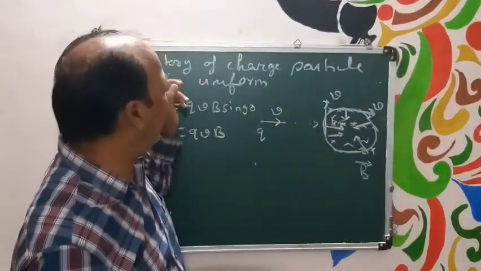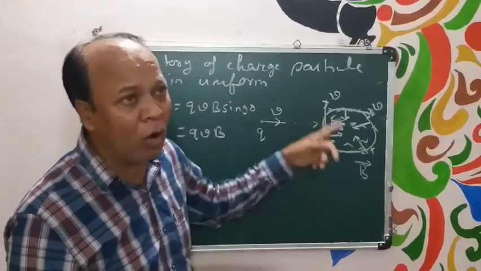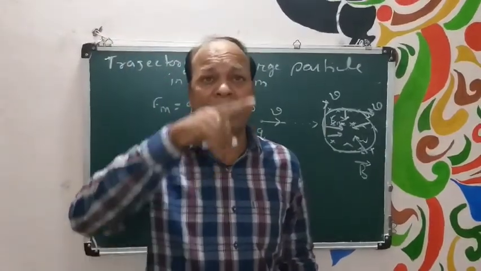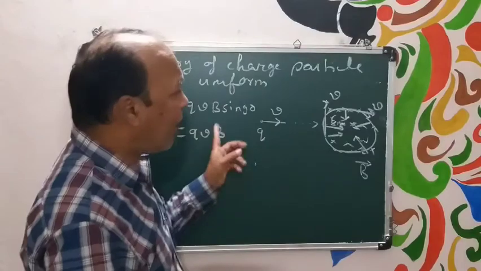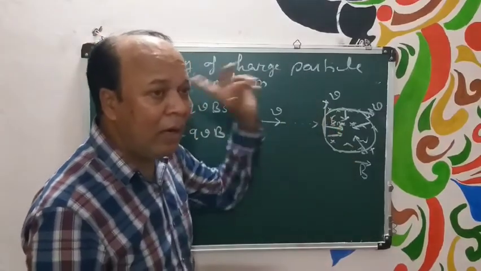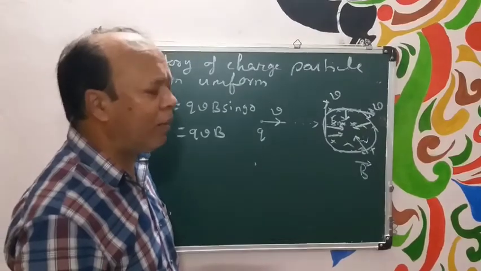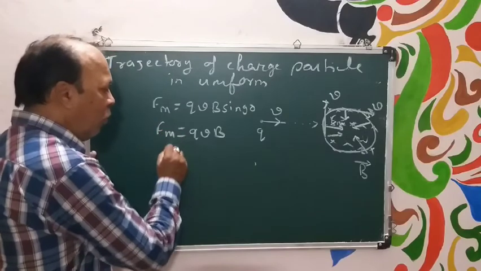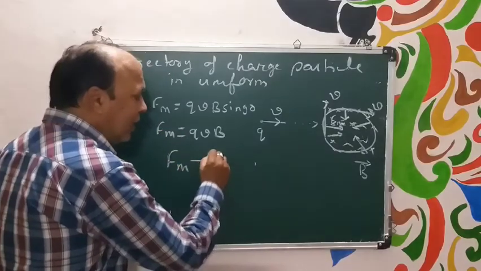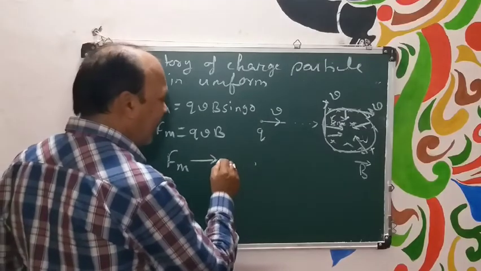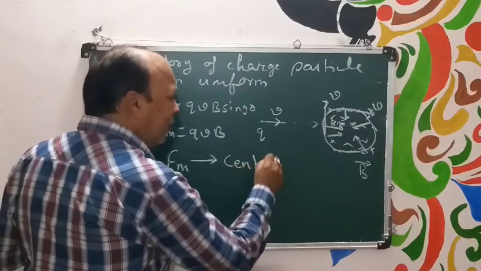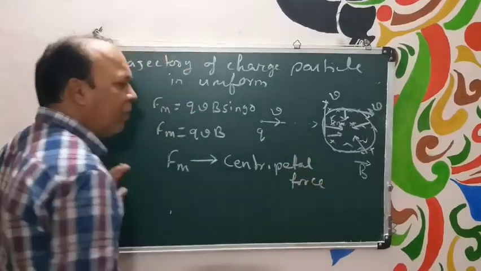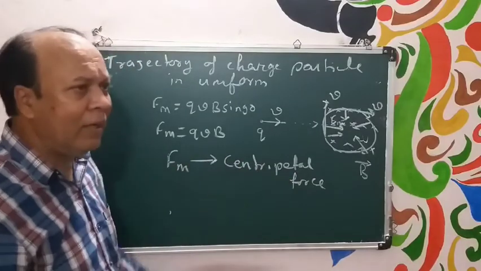So whenever any charged particle enters normal to magnetic field, its trajectory means path. Trajectory का मतलब होता है path. So उसका path हमेशा ही कैसा होगा? It will remain circular. And necessary centripetal force, who will provide the necessary centripetal force? Necessary centripetal force will be provided by Lorentz magnetic force.